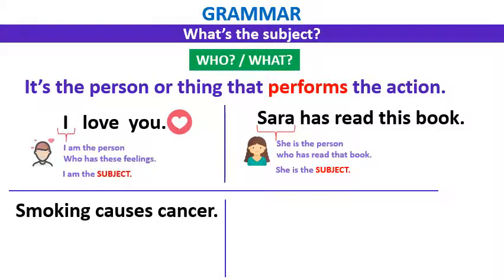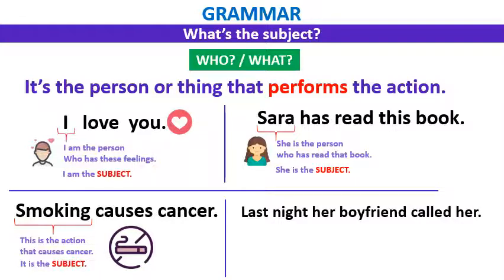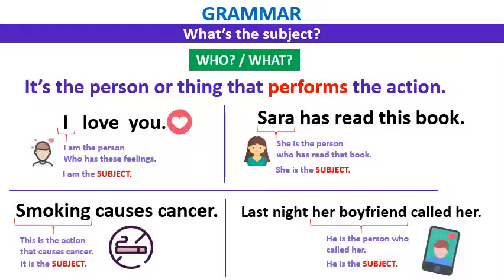Smoking causes cancer. In this example, the subject is smoking. This is the action that causes cancer. Smoking is the subject. Another example: last night her boyfriend called her. Her boyfriend is the person who called her. So he is the subject. Let's recognize the subject in every sentence that you read.